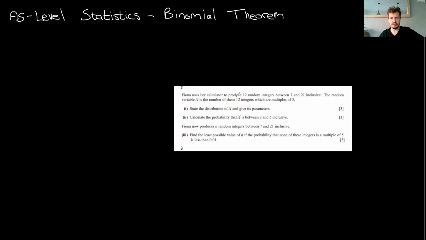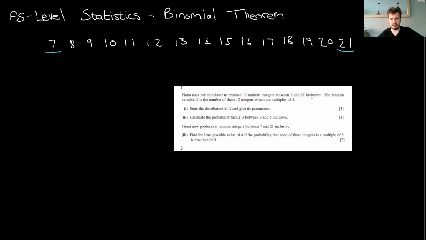So Fiona uses a calculator to produce 12 random integers between 7 and 21 inclusive. There's not too many numbers there, so let's write them out. 15, 16, 17, 18, 19, 20, 21. Inclusive means it includes those numbers, so when you see inclusive here, it must include the 7 and 21.